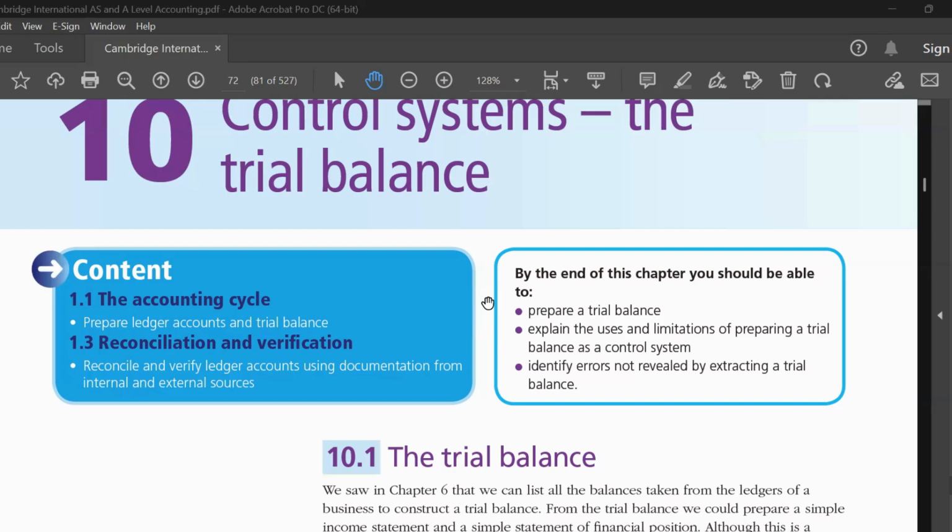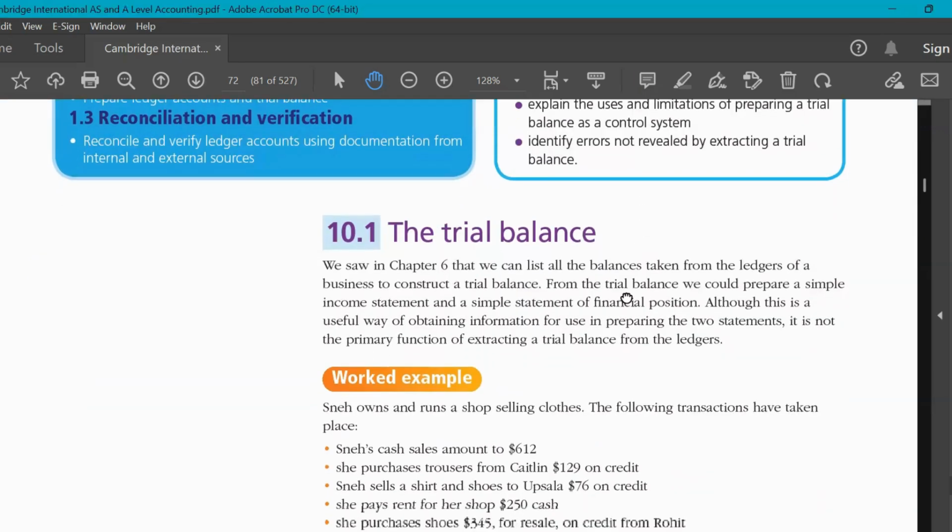Again, the trial balance is a control system because remember that every transaction in accounting must follow the rule: debits equal credits. So the trial balance lists all the ledger accounts and their balances, and it ensures that the total of the debit balances should be equal to the total of the credit balances. So debit equals credit.